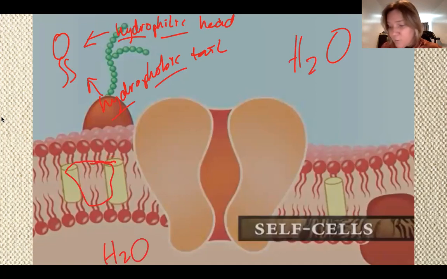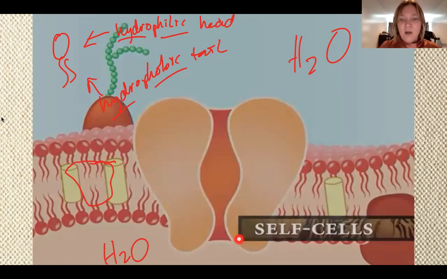Now, other parts we have, as she said, we have cholesterol. These are cholesterol molecules. And cholesterol just kind of helps to stabilize the phospholipids because phospholipids are quite fluid. So this gives a bit more rigidity, more of a structure that can hold.